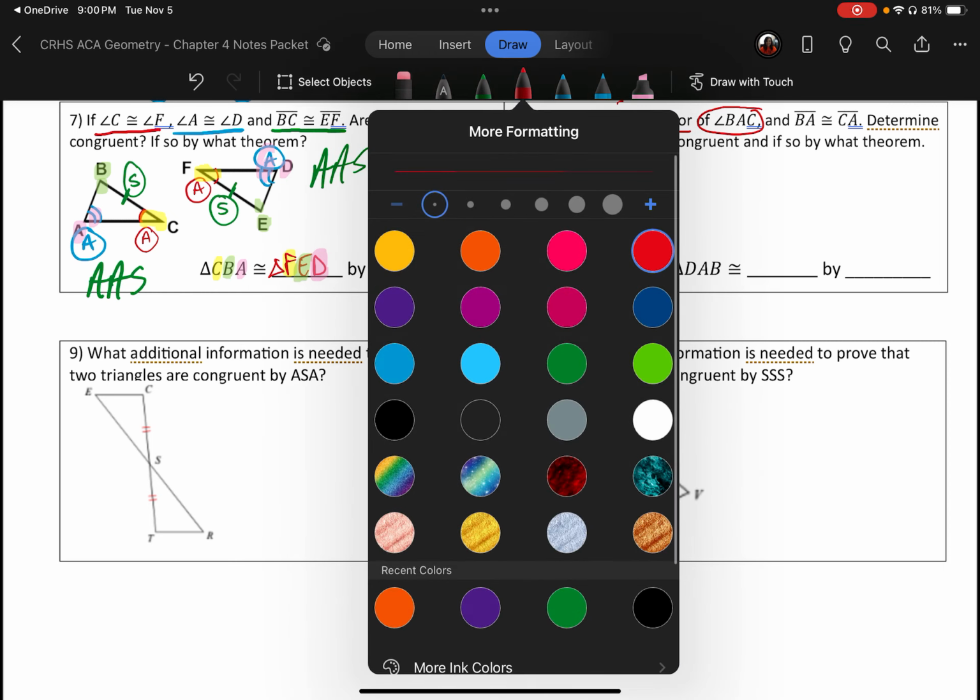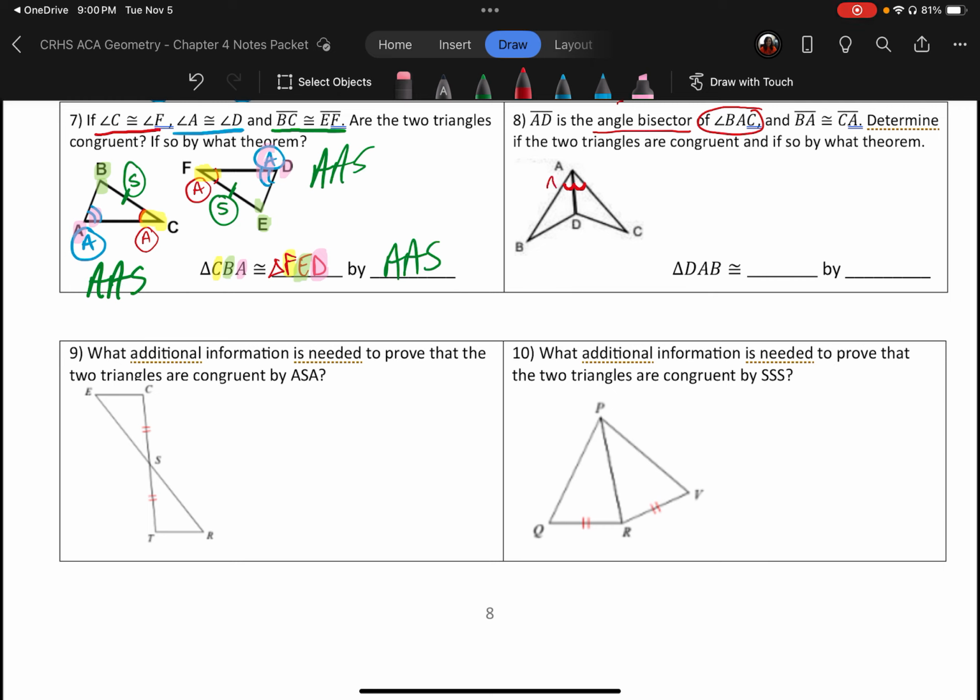So I'm going to mark that with an A. These two angles are congruent. The next part says that BA is congruent to CA. So BA is congruent to CA. These two sides are congruent.